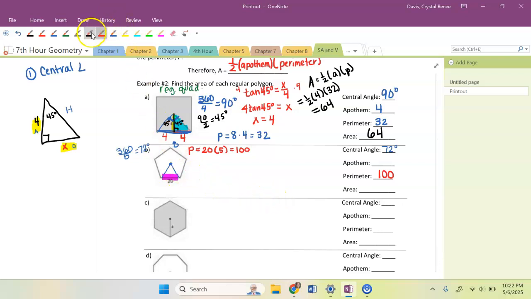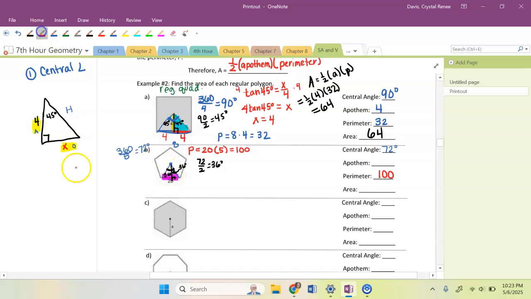Now I want to find the apothem. The apothem is right here. I found that this part is 72, but when I draw my apothem, it cuts it in half. So 72 divided by 2 is 36 degrees. So each of these pieces is 36 and 36.